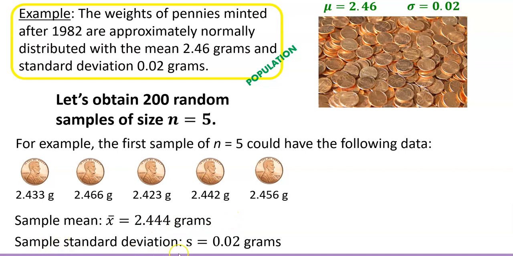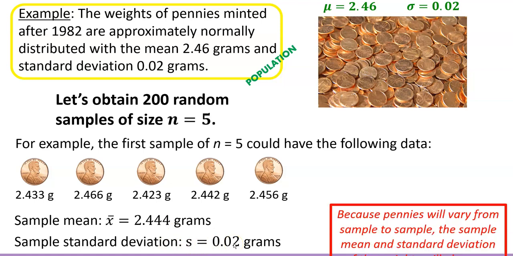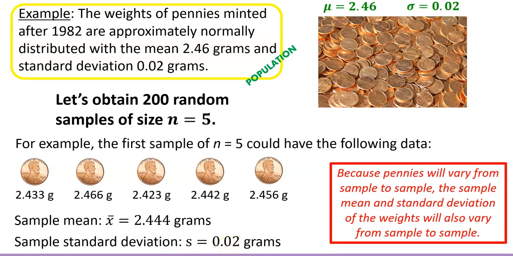And now the sample standard deviation, which we denote by lowercase s, is 0.02 grams. What's important to note is that if we take a different sample of size 5, so if we randomly select 5 different coins, this information will be different. The sample mean most likely will be different, and the sample standard deviation most likely is going to be different. That's important to understand, because pennies will vary from sample to sample. The sample mean and the sample standard deviation of the weights will also vary from sample to sample.